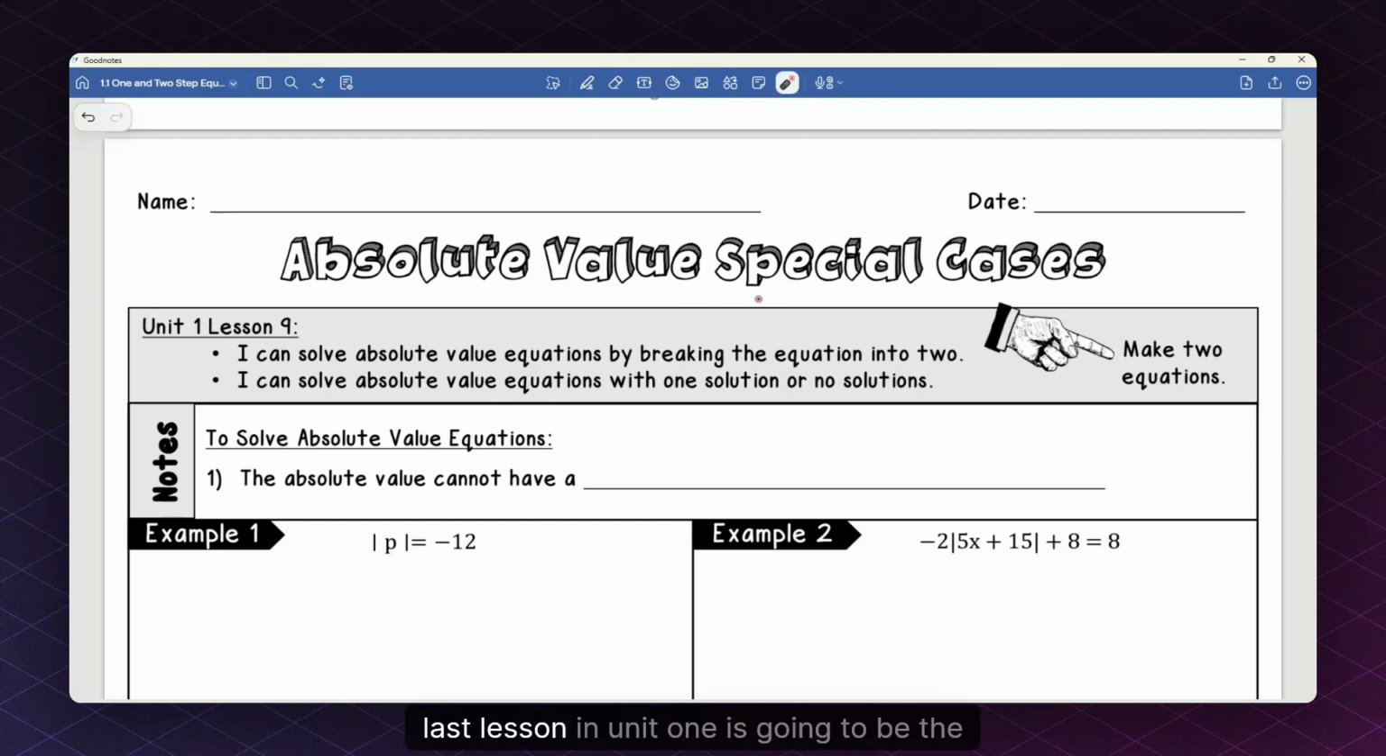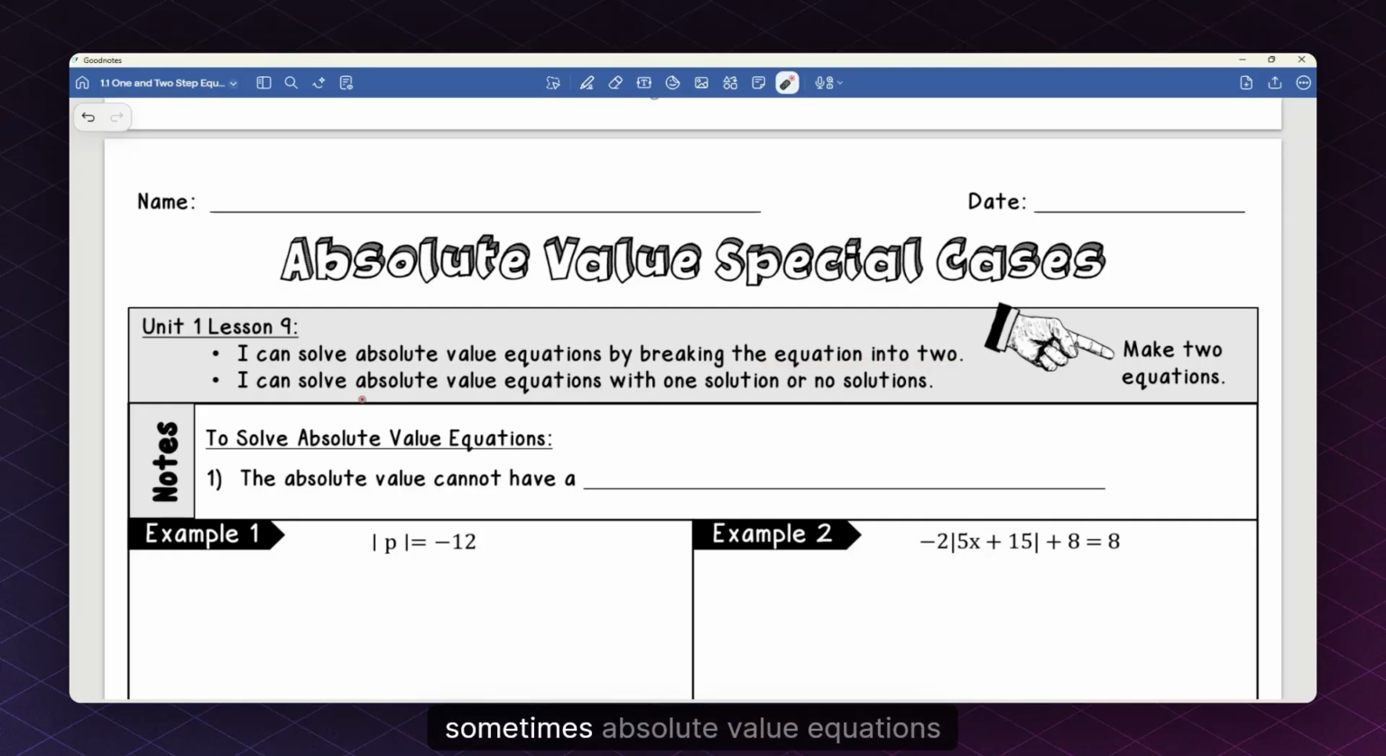Alrighty, our last lesson in Unit 1 is going to be the absolute value, and we're going to have some special cases to think about. So this is Unit 1, Lesson 9 in Algebra 1. We're going to solve absolute value equations by breaking the equation in two.